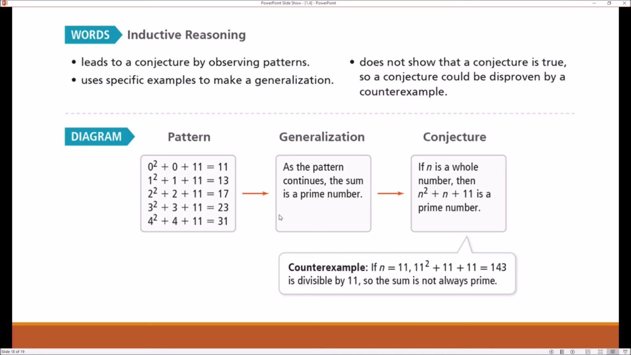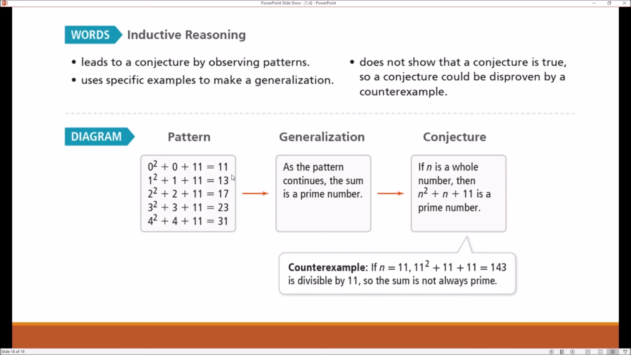So, and here's our diagram. We just have a pattern that 0 squared plus 0 plus 11 is 11. 1 squared plus 1 plus 11 is equal to 13. As the pattern continues, the sum is a prime number. It's pretty interesting, actually. So every time we take a number, square it, add that number to that, and then add 11, we seem to always end up with a prime. So, conjecture: if n is a whole number, then n squared plus n plus 11, which is exactly way up here, this is our n term, is equal to a prime number.